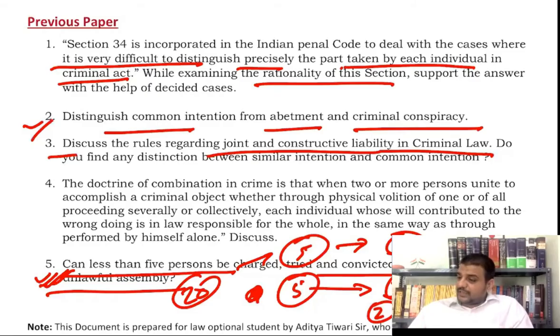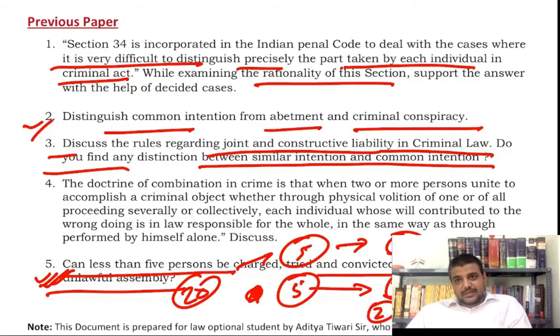Do you find any distinction between similar intention and common intention? Yes, there is. Common intention means a prior meeting of minds. Similar intention does not mean a prior meeting of minds, right? You might have a similar intention which is the same, but you have not come together before forming such intention. So that is only similar intention. If you have a similar intention, then section 34 does not apply. It has to be common intention, right? So that distinction has to be understood in a very nice way.